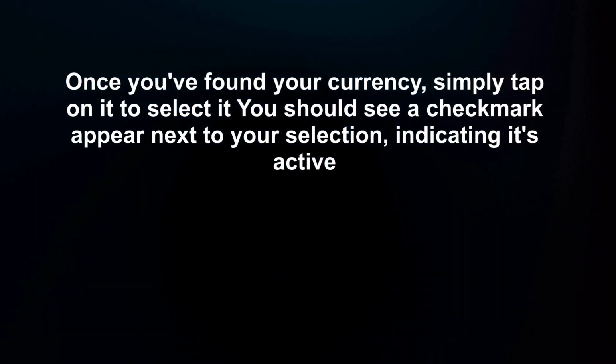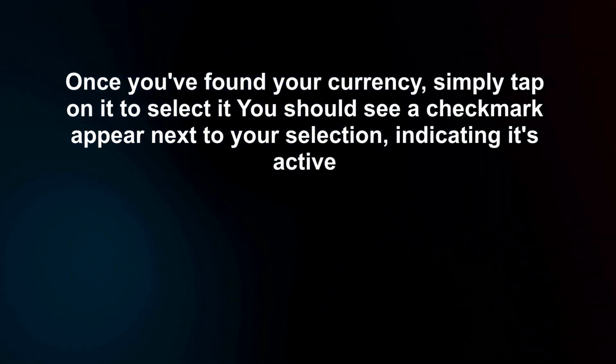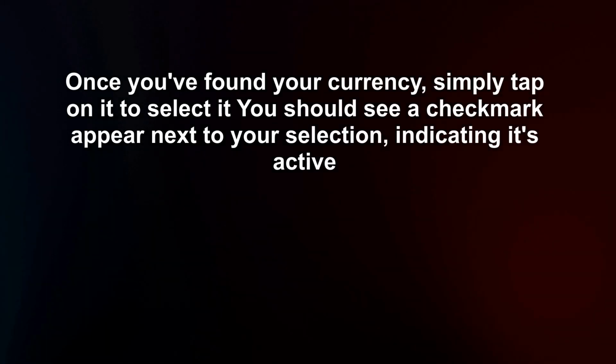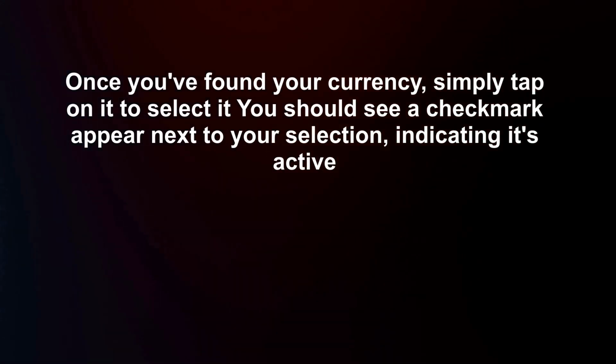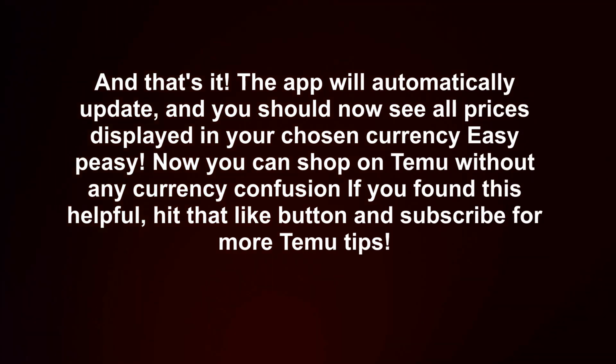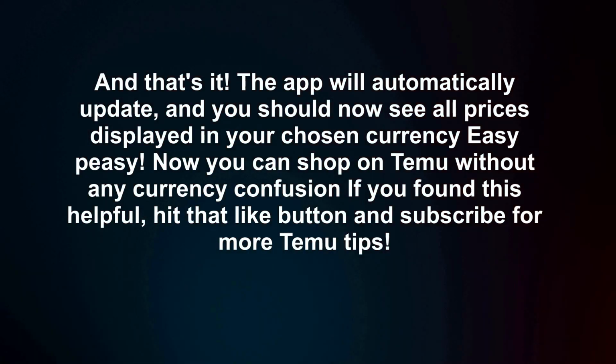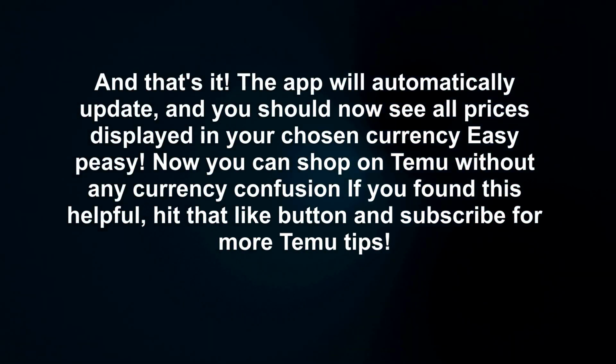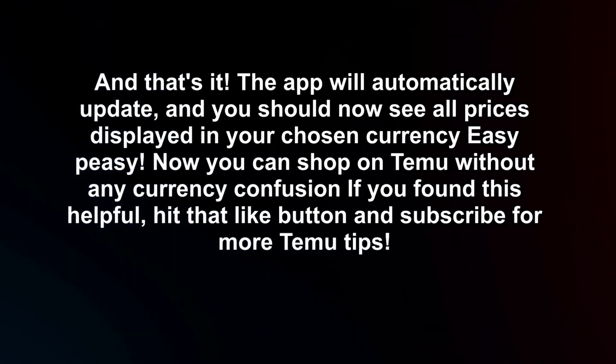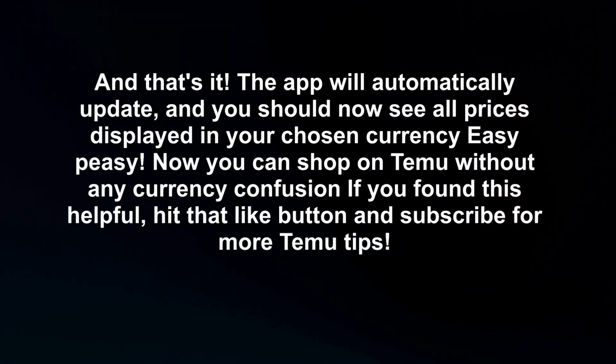Once you've found your currency, simply tap on it to select it. You should see a check mark appear next to your selection, indicating it's active. And that's it. The app will automatically update, and you should now see all prices displayed in your chosen currency. Easy peasy. Now you can shop on Temu without any currency confusion.